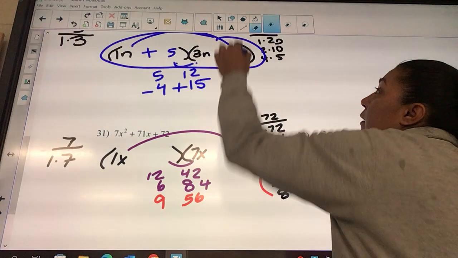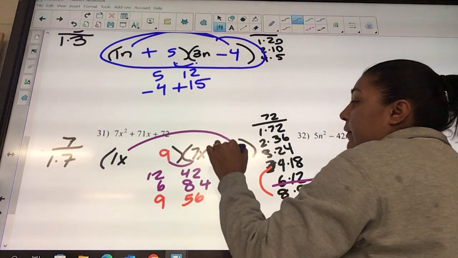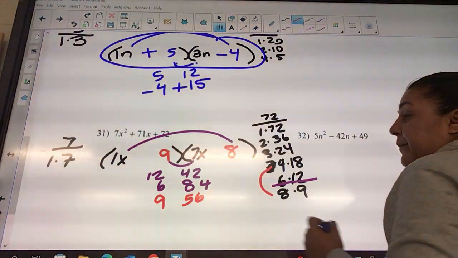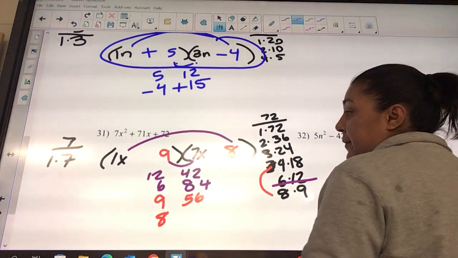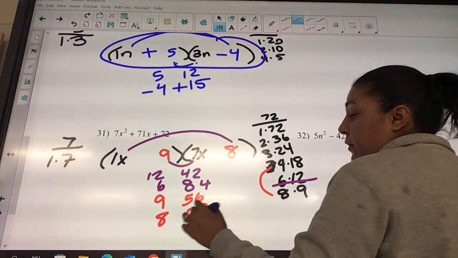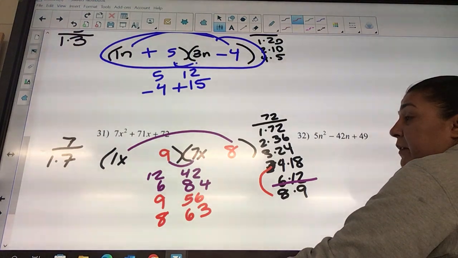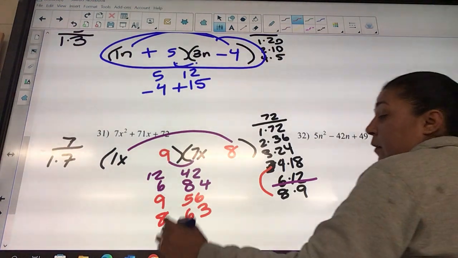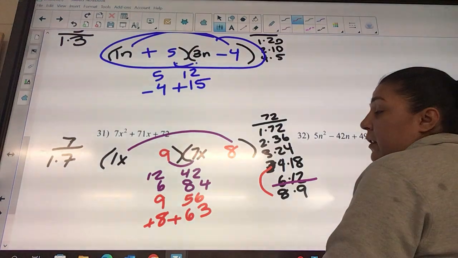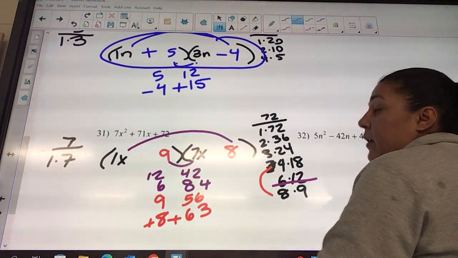Okay, so we gotta say 9 then 8. 1 times 8, 9 times 7 is 63. Would that work? Yeah. How could I get a positive 71? Plus, plus. So what's it going to look like above? Plus, plus.